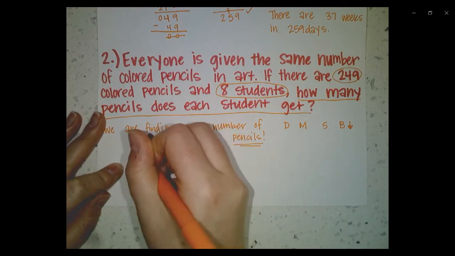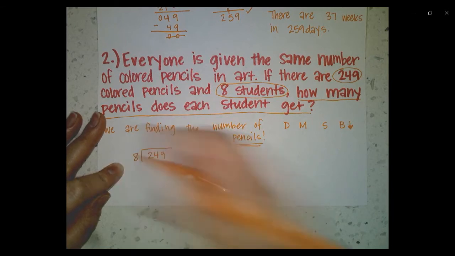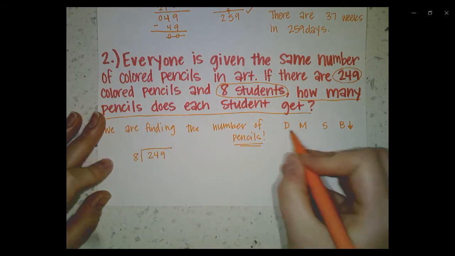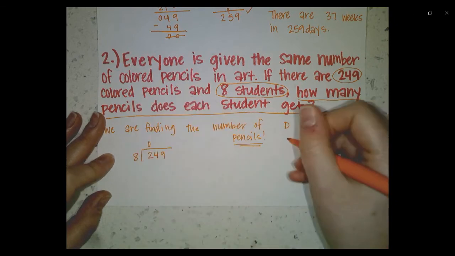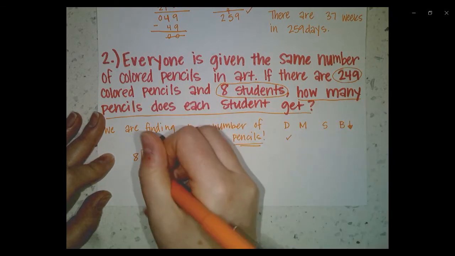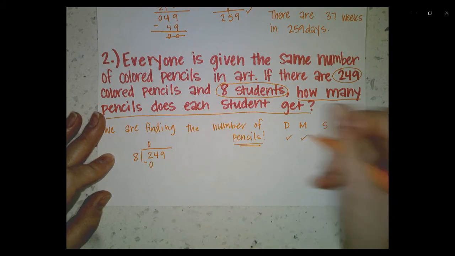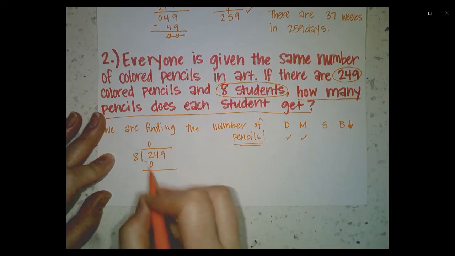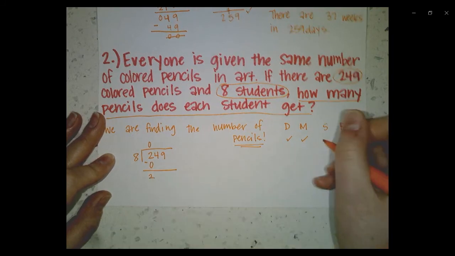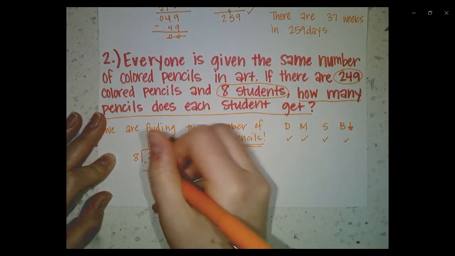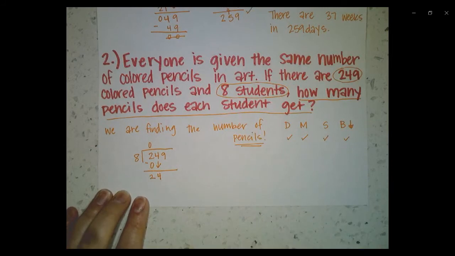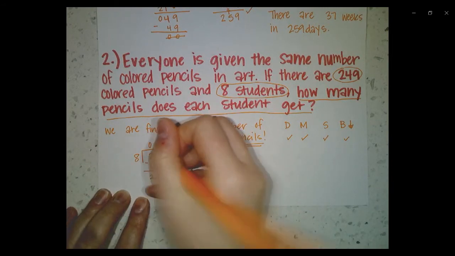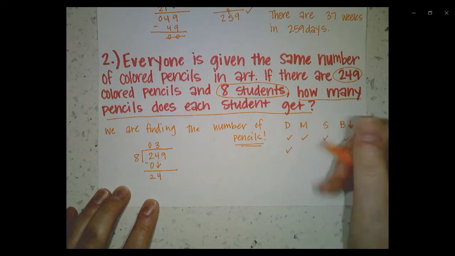All right, so now we're going to go ahead and divide. 249 divided by 8 students. So we're going to start by dividing. And obviously 8 goes into 2 0 times. 8 times 0 is 0. 2 take away 0 is 2. And then we bring down the 4. So now we're going to find out how many times 8 goes into 24. 8, 16, 24. It goes 3 times.